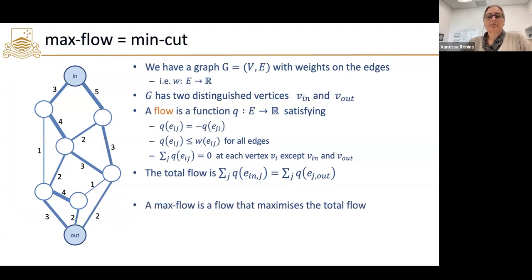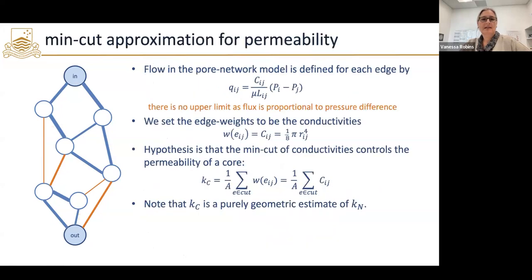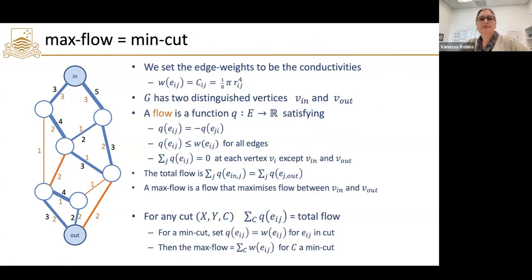Okay, so a max flow is one that maximizes the total flow. And we know that for any cut, the sum of the flow values through the cut is constant, and we can obtain a minimum cut by setting the flow equal to the weights through that minimum cut, yeah? And then the max flow has to equal that minimum cut. Hopefully that's clear.